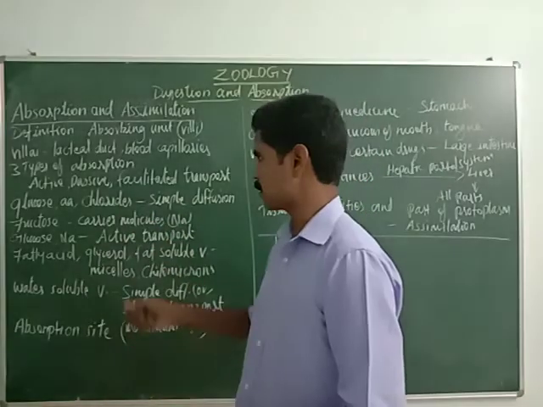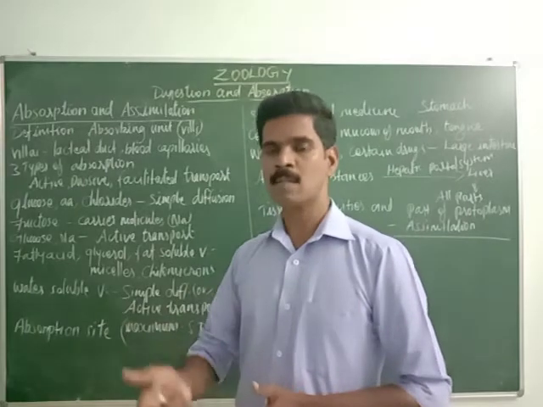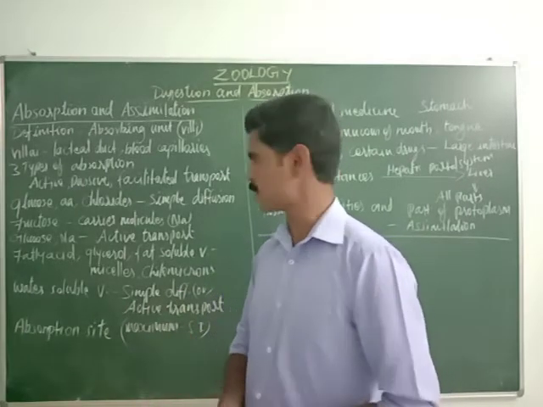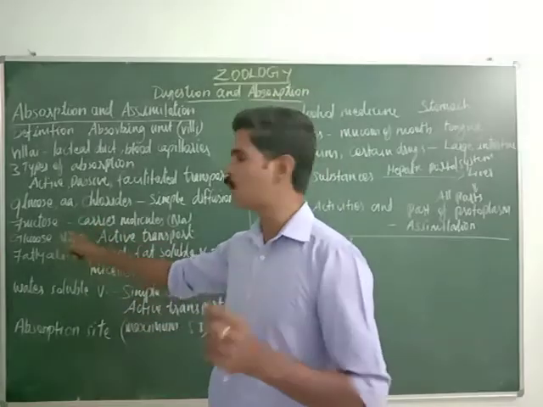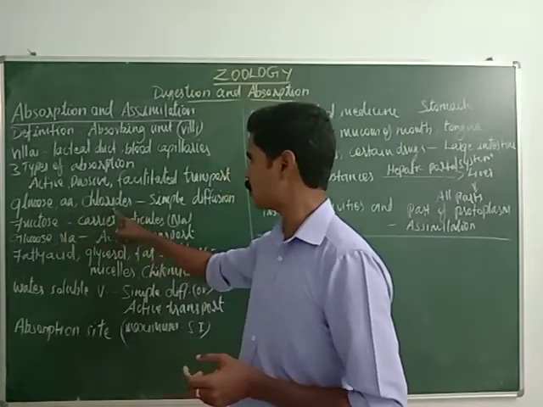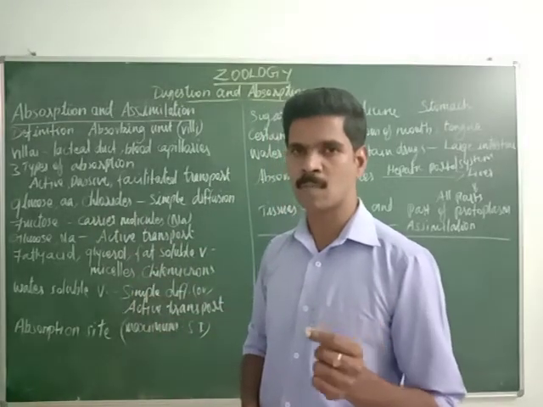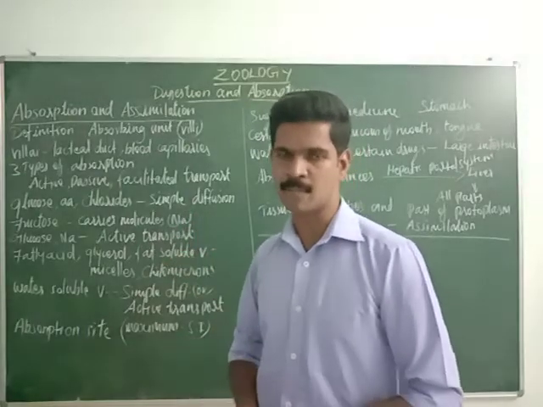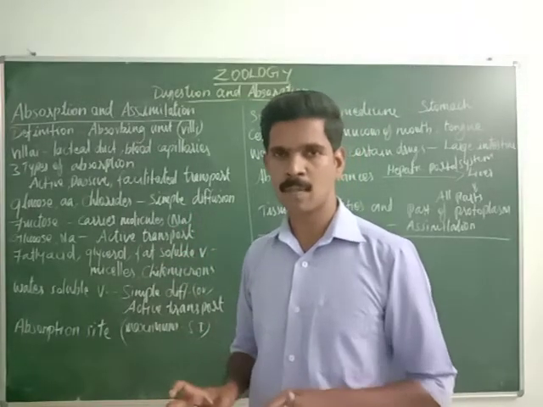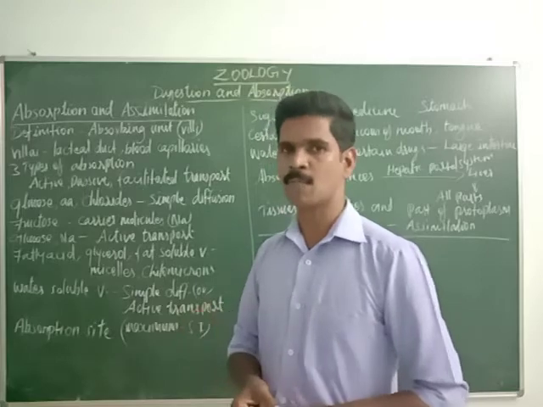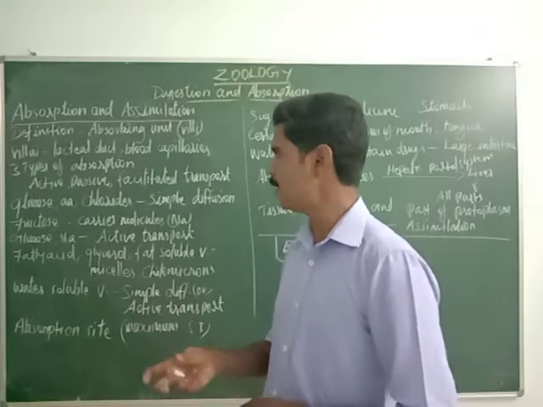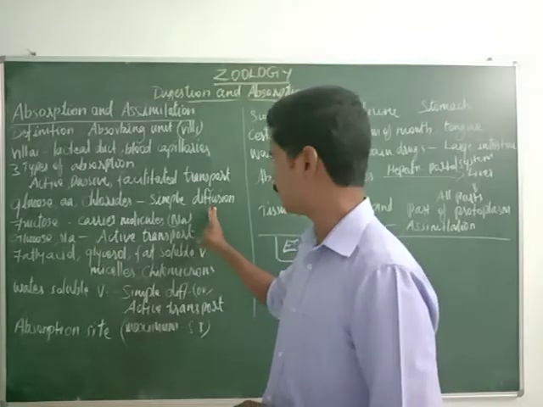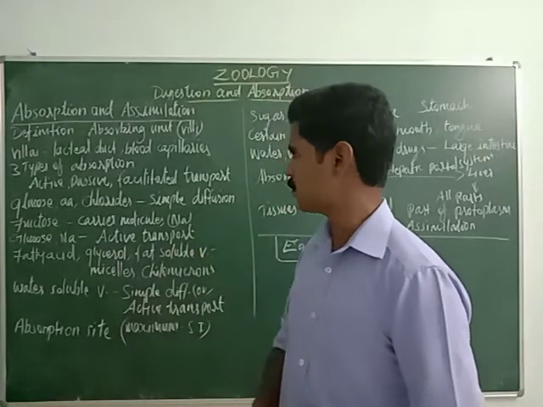Next, we are going to study which food substances are absorbed by which method of absorption. For example, a small amount of glucose, amino acids, and chlorides are absorbed by a process called simple diffusion. Not all the glucose molecules, only a small amount of glucose, amino acids, and chlorides are absorbed by the mucous membrane by simple diffusion.